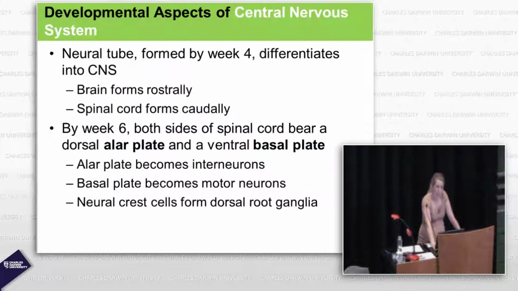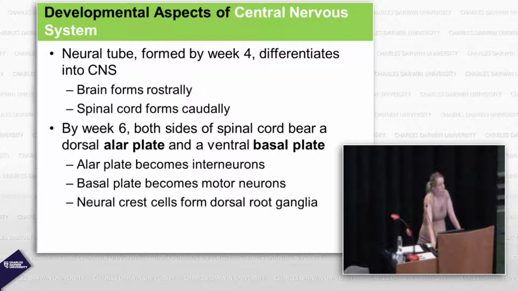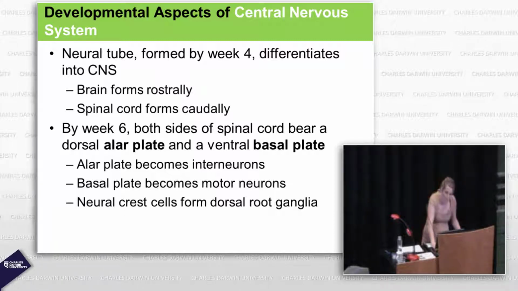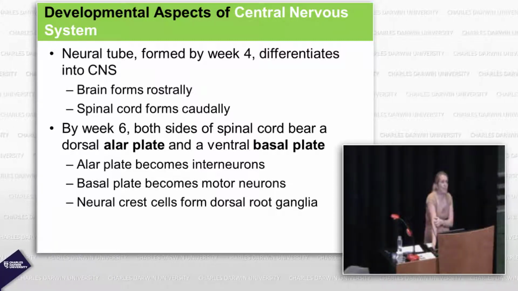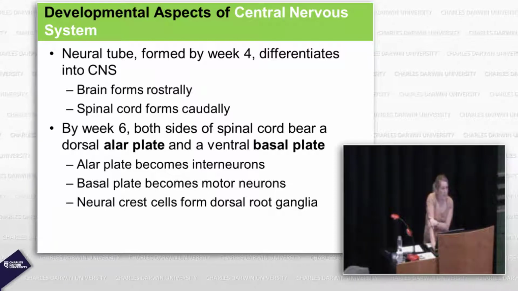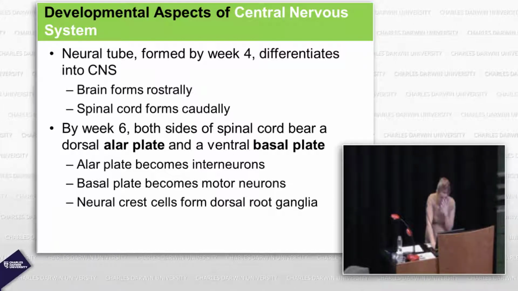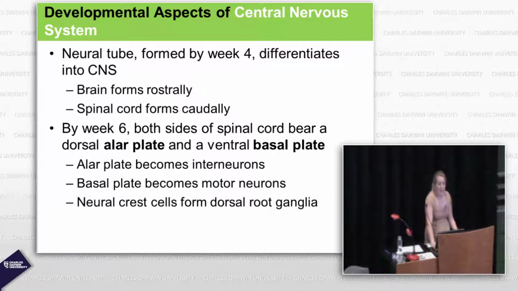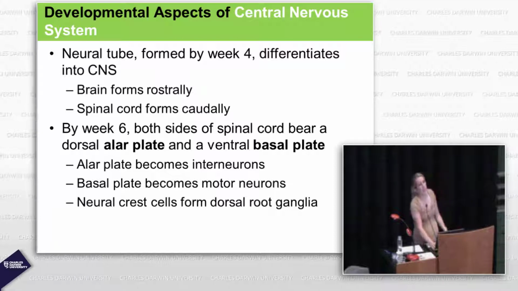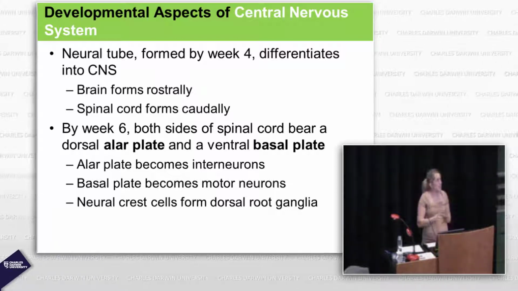So as I said, that tube forms by week 4. It then starts to differentiate into the different parts of the central nervous system, with the brain forming rostrally and the spinal cord forming caudally. By week 6, we're starting to get that symmetry of the spinal cord, and it's actually starting to resemble what it will finally.